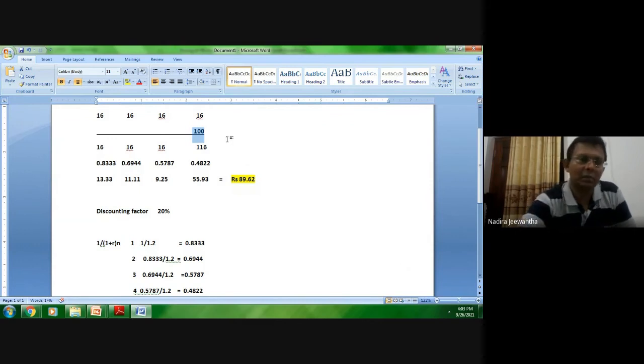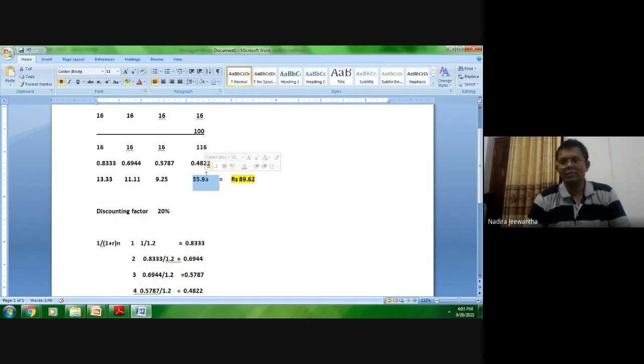Plus, remember, we have got everything into this. After 1 year, this 16 rupees is worth only 13. After 2 years, this 16 is worth only 11 rupees. This 116 rupees is worth only 55 rupees after 4 years. Discounting.